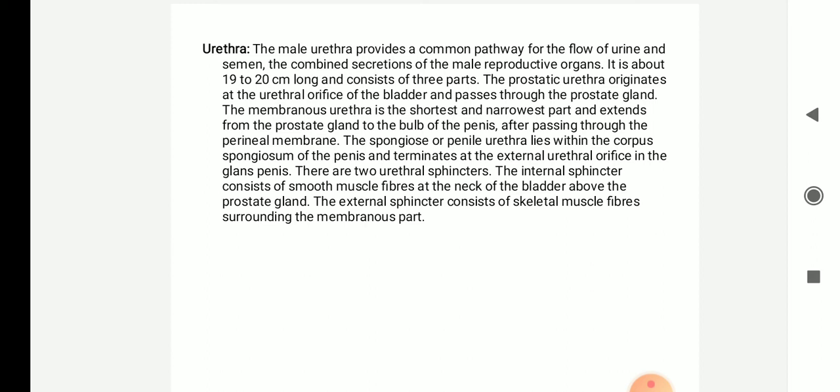The spongy or penile urethra lies within the corpus spongiosum of the penis and terminates at the external urethral orifice in the glans penis. There are 2 urethral sphincters. The internal sphincter consists of smooth muscle fibers at the neck of the bladder above the prostate gland, and the external sphincter consists of skeletal muscle fibers surrounding the membranous part.